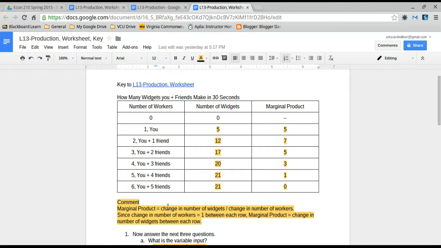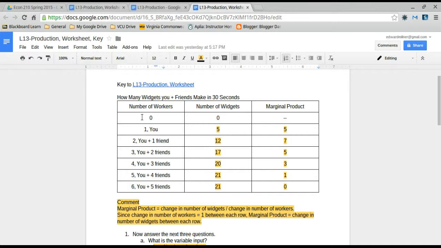Marginal product is the change in the number of widgets divided by the change in the number of workers. Since the change in the number of workers equals 1 between each row in this table, I'm going from 0 to 1, 1 to 2, 2 to 3. Every row has a change of 1. That means the marginal product is going to be the change in the number of widgets between each row.